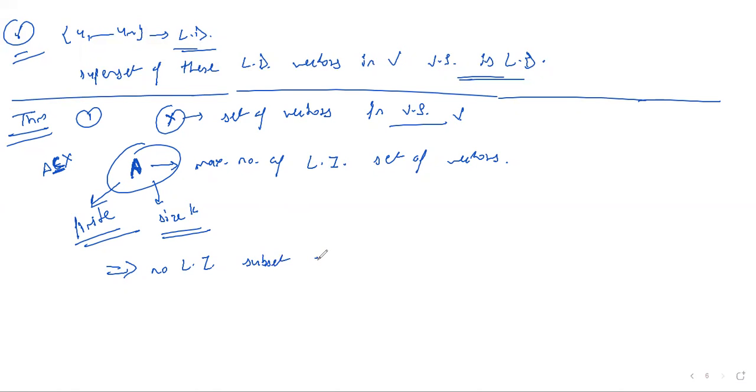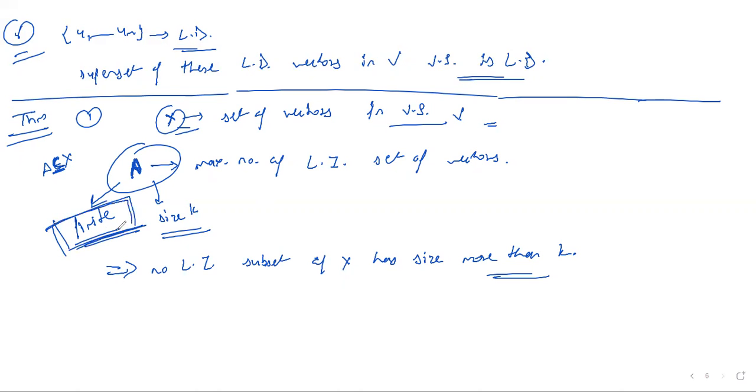No linearly independent subset of x has a size more than k. What did I say here? That if I have a set of vectors x from the vector space V, and from this x I have the maximum number of linearly independent set of vectors, where the required condition is that this set has to be finite.